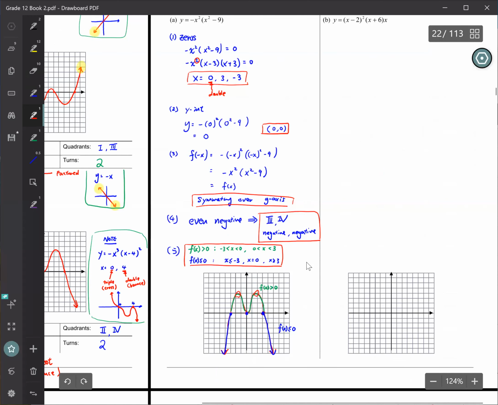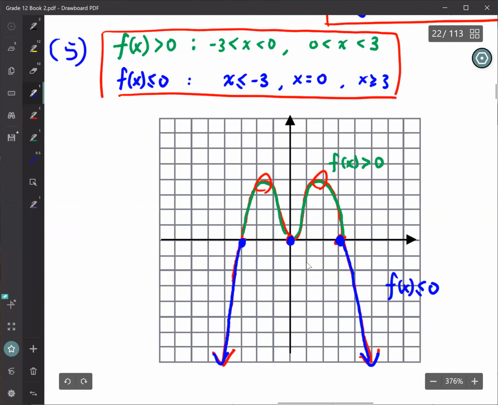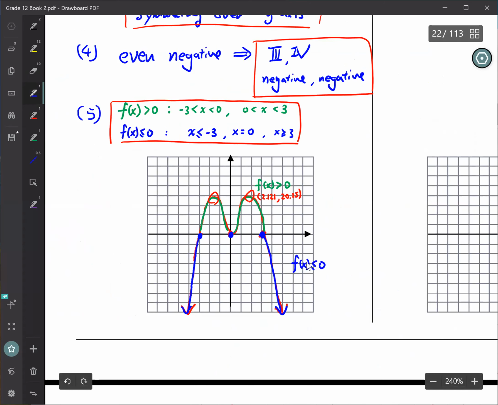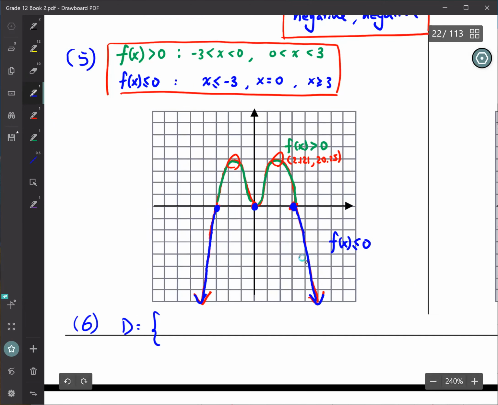Okay, so let's switch to the other screen. Over here, 2.121, 20.25. The other side is symmetrical, so it will be negative. For the domain, let's write down the domain. It is the x value. Based on the graph, it keeps on going to the left and keeps on going to the right. It doesn't stop, as the arrows show. So you just say x is a real number.